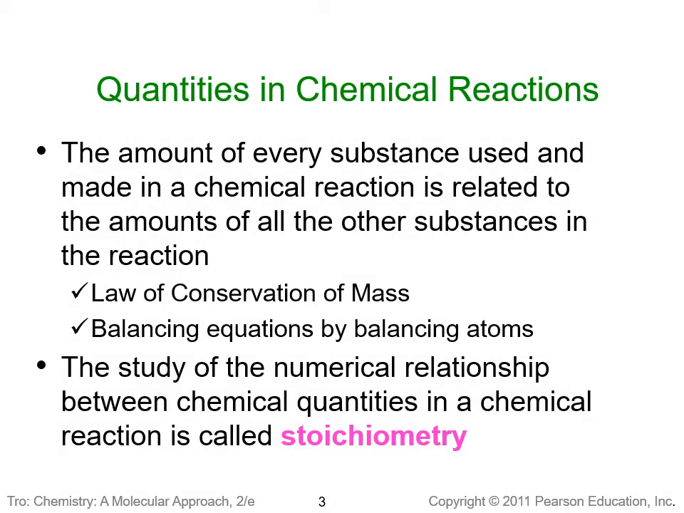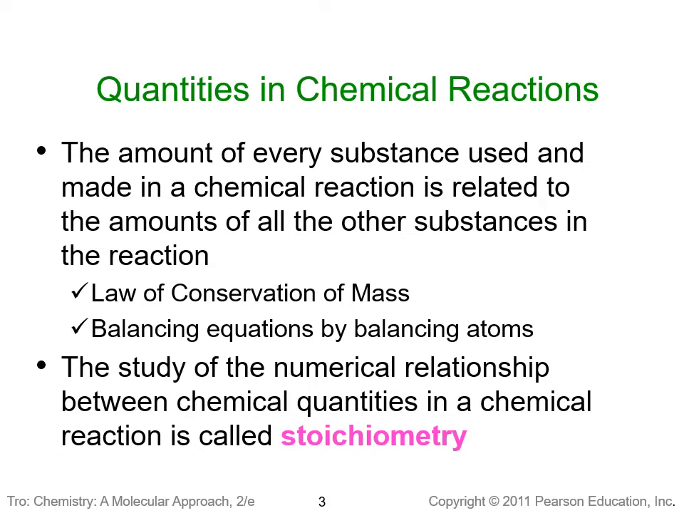When we look at chemical reactions, there is a relationship between the amount of our reactants and the products that are formed. And because there's this relationship, it helps us to determine the amounts of all of the other substances in the chemical reaction. And this is because we have the law of conservation of mass, and because we are balancing the atoms in the chemical reaction.